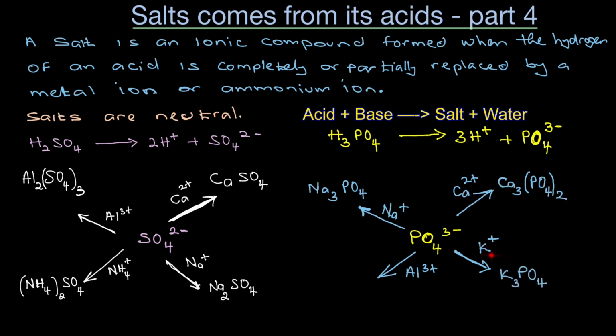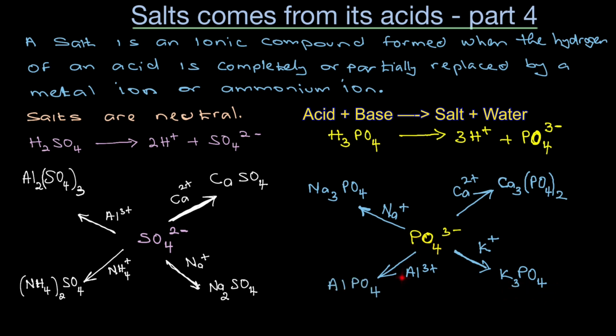For potassium in group 1 and phosphate 3 minus, potassium is +1 because it's in group 1. We will swap the values. So the 3 goes to the subscript of potassium and the 1 goes to the subscript of phosphate. You get potassium 3, phosphate 1. So we call this potassium phosphate.